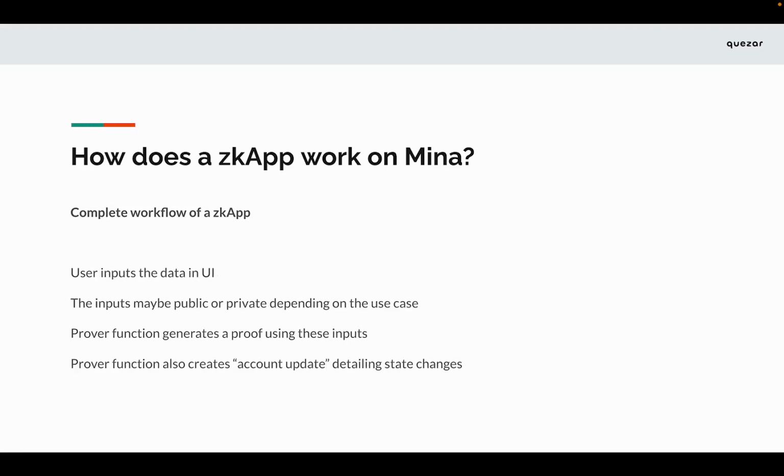The user inputs the data on the UI. These inputs may be public or private depending on the use case. The prover function generates a proof using these inputs. Alongside the proof, the prover function also creates account updates which detail the state changes.